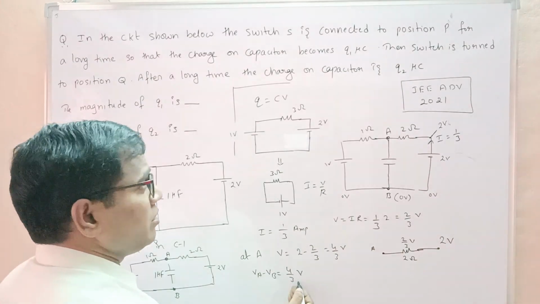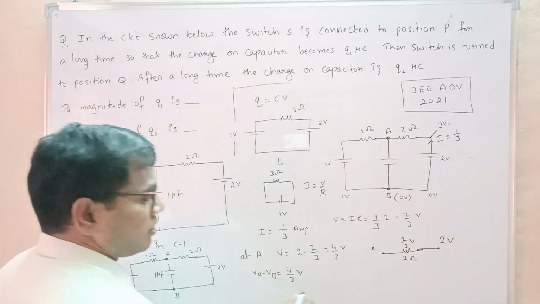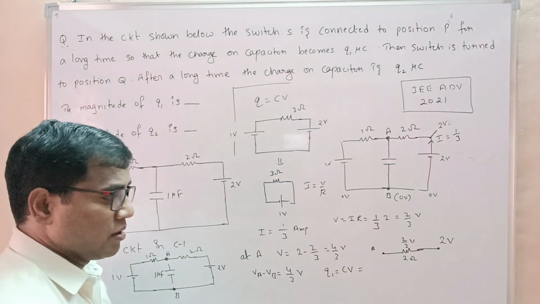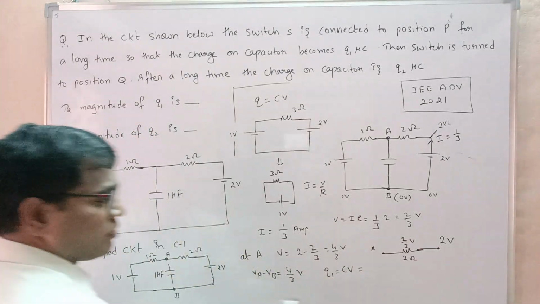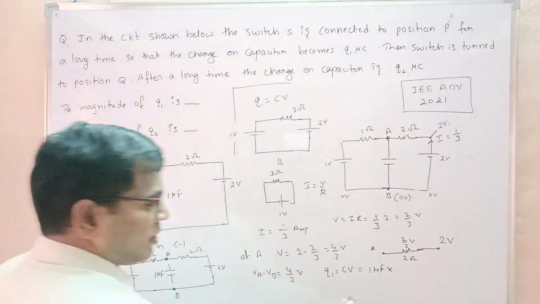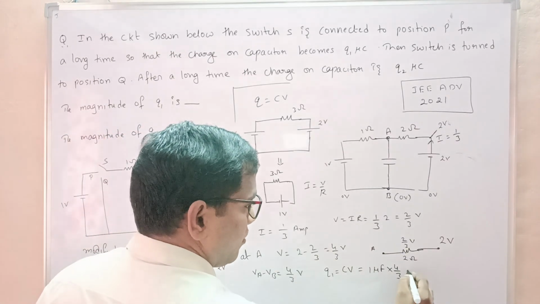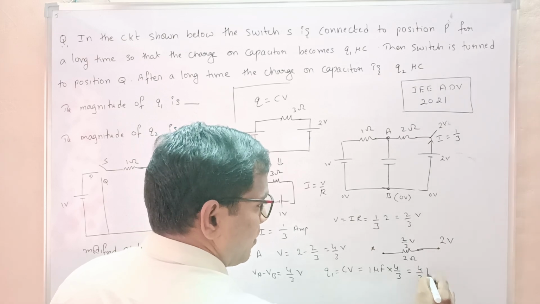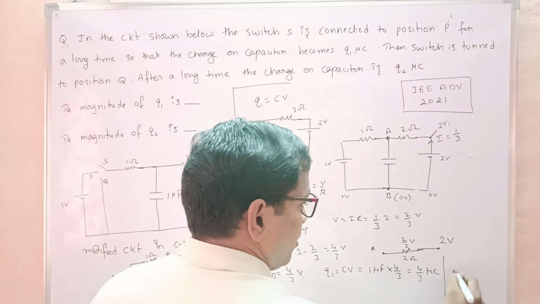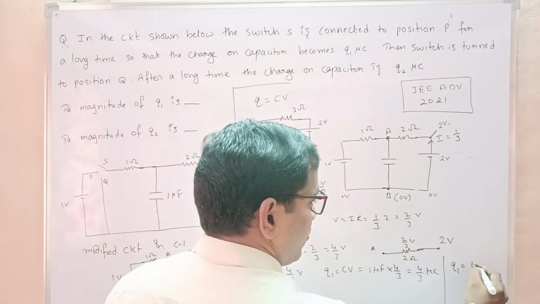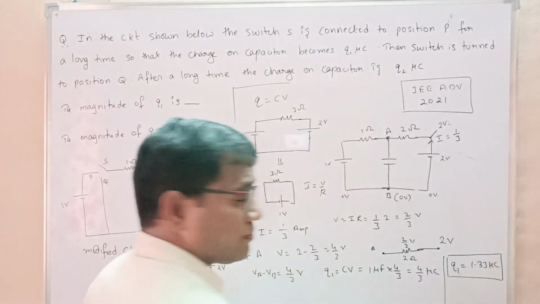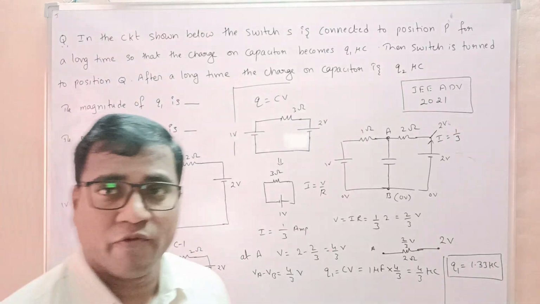Now what are we going to calculate? We are going to calculate Q1. So Q1 is equal to CV, which can be written as how much C? 1 mu F. So 1 mu F into what is V? 4 by 3, which can be written as 4 by 3 microcoulomb. Simply you can write Q1 as 1.33 microcoulombs. This will be the answer for the first question.